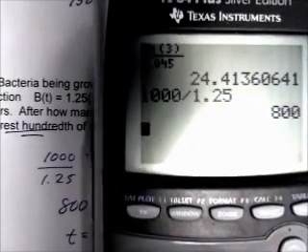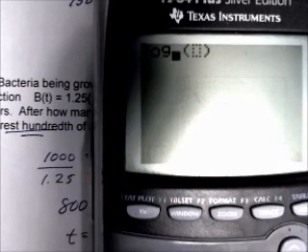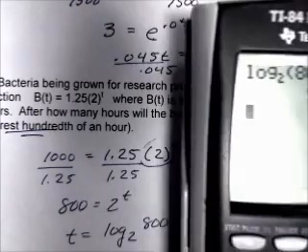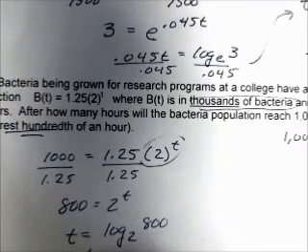Calculator. Alpha window number 5, log base 2 of 800 is 9.643. Rounding to the nearest hundredth of an hour, 9.64. So 9.64 hours.